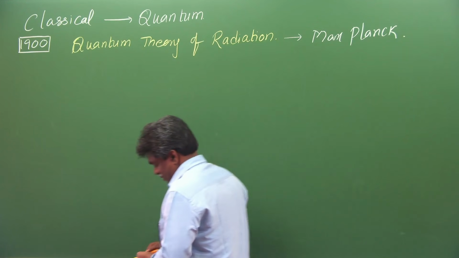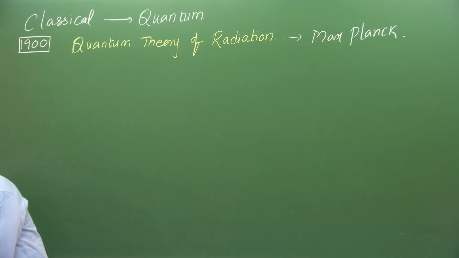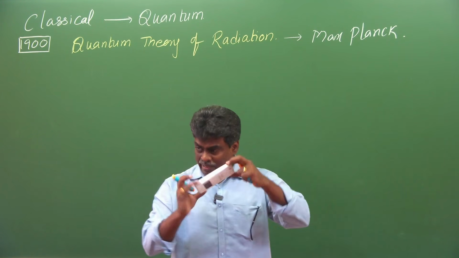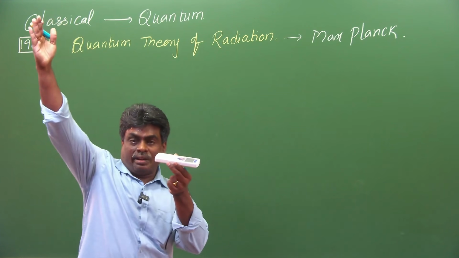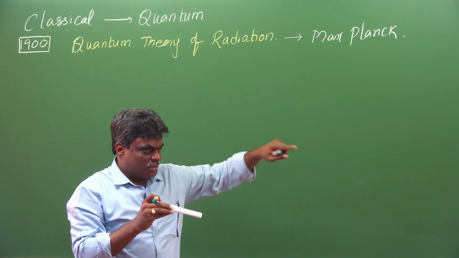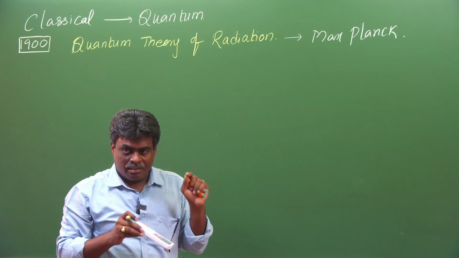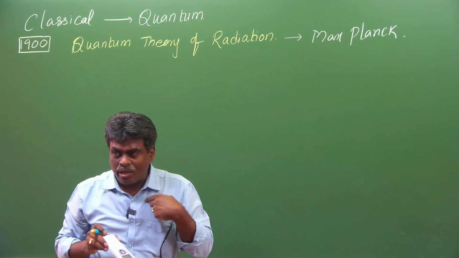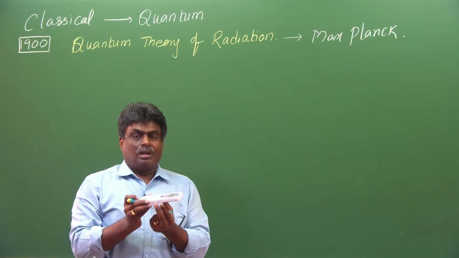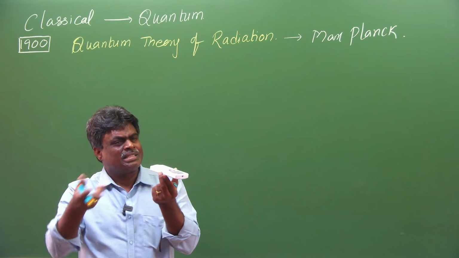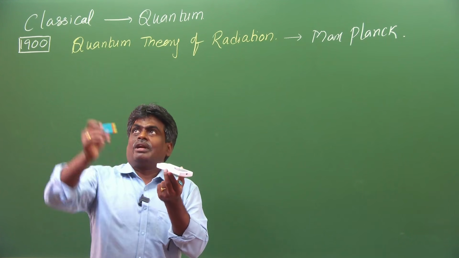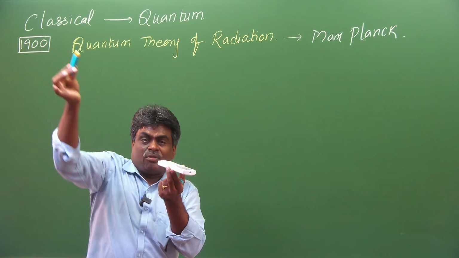So what is this quantum theory of radiation? Anybody knows? For example, let us say this is matter, and this is light. The light is falling on the matter. Just a few minutes back we discussed that at microscopic level, we can't neglect the absorption of light. Say yes or no? Yes. Now I have taken some matter. Matter consists of molecules, molecules consist of atoms. Good. Now let us suppose this light is falling on the matter.